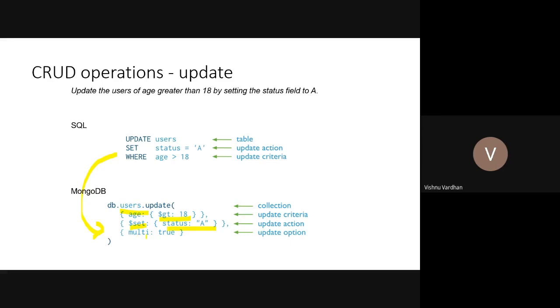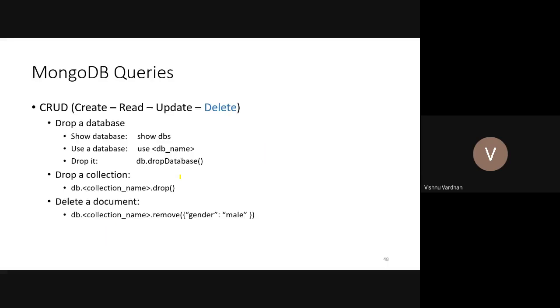Okay, so multi: true means whether multiple documents should be updated. If it is matching multiple documents, whether it should be enabled or not, we can say by providing this additional attribute multi: true. Otherwise it is going to update a single document, because by default multi is false. So whenever you are doing the update operation, with multi false, only the first available document is going to be updated with status equal to A. So that is how we can update the information in MongoDB.